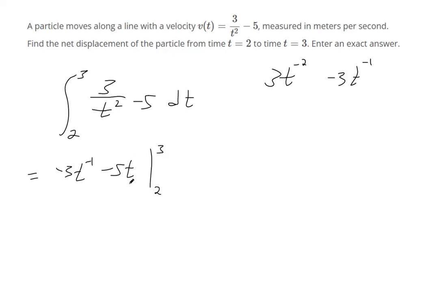And we evaluate this antiderivative with respect to our limits of integration, 2 to 3. So if you plug in the upper limit of integration, this is t to the negative first, so that's negative 3 over t is another way of saying that. And then we need to subtract in parentheses what happens when we plug in 2.